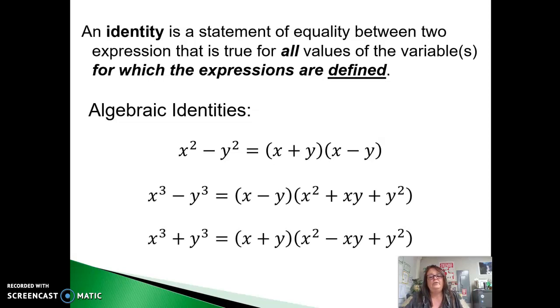There are two other not as well known formulas. These are called the sum or difference of cubes. And these are the formulas for factoring a cube situation. So if you are not done yet, I would pause the video real quick to copy those down. I'm going to move forward.